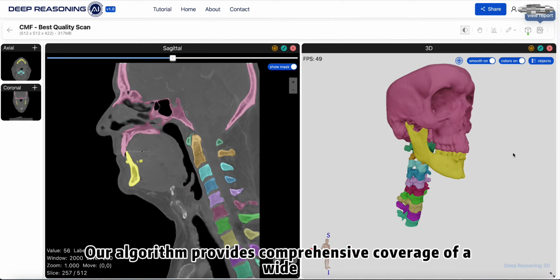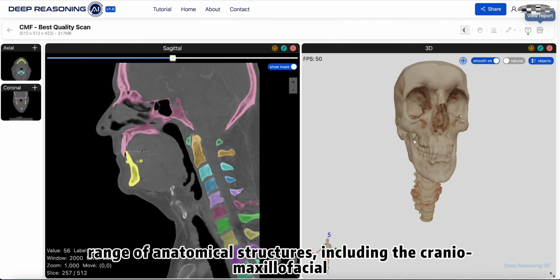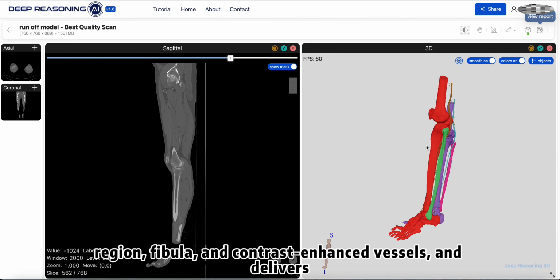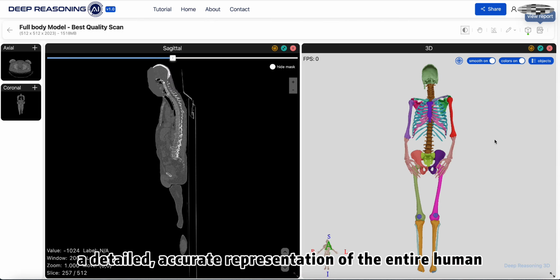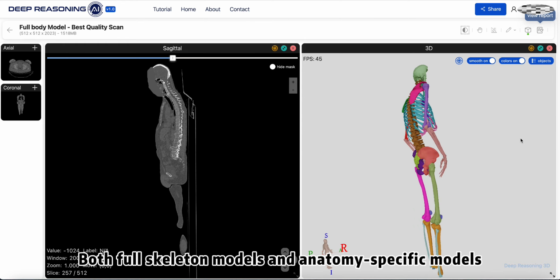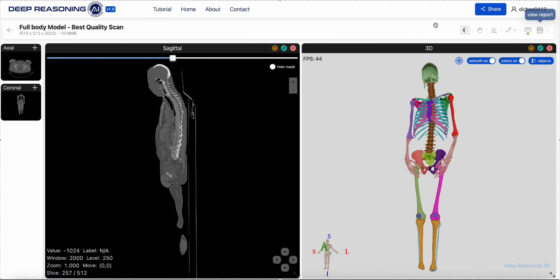Our algorithm provides comprehensive coverage of a wide range of anatomical structures, including the craniomaxillofacial region, fibula, and contrast-enhanced vessels, and delivers a detailed, accurate representation of the entire human skeleton. Both full skeleton models and anatomy-specific models can be customized to suit a variety of clinical applications.